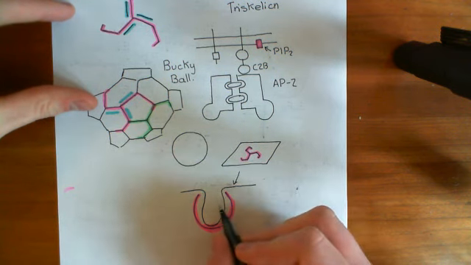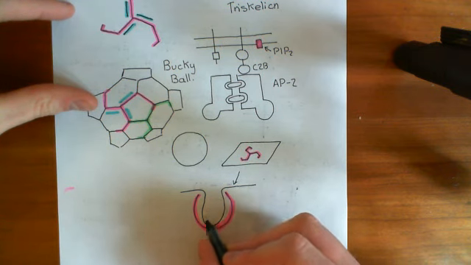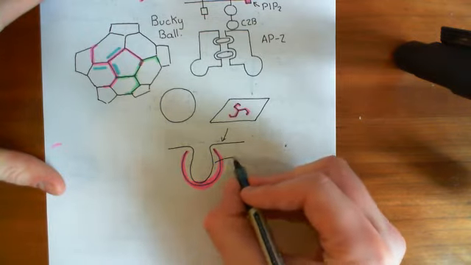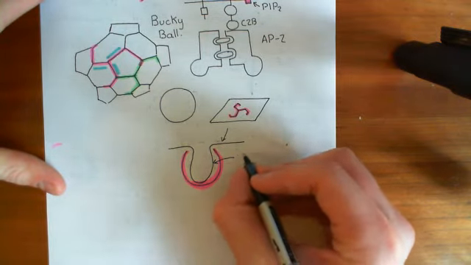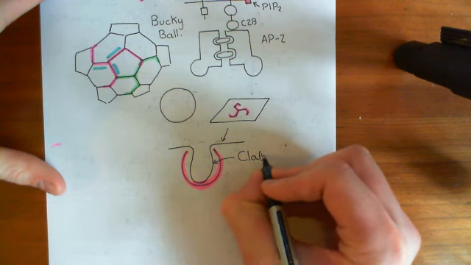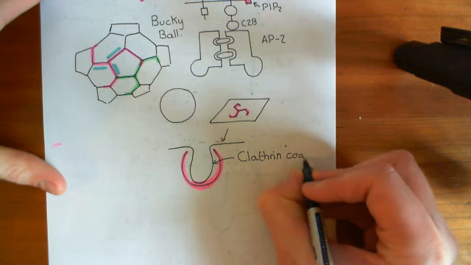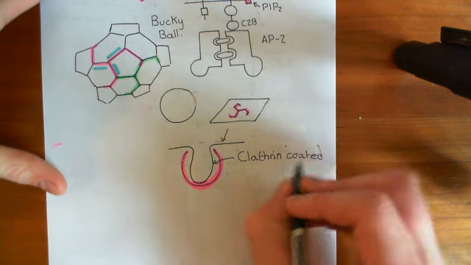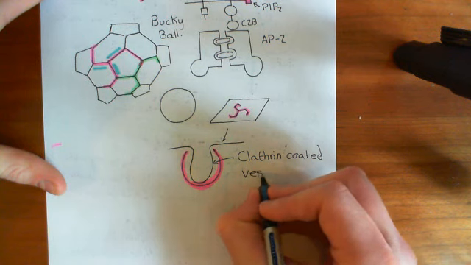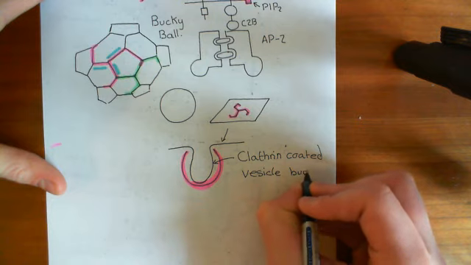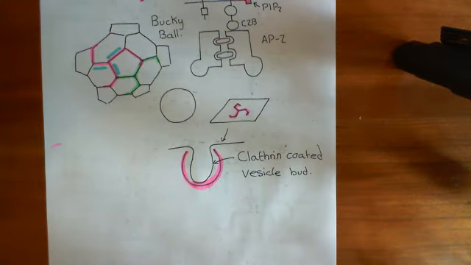So this is how you bud off a vesicle from the plasma membrane. This now is known as a Clathrin-coated vesicle bud. It's coated in Clathrin, so Clathrin-coated, and it's budded off the plasma membrane, so we call it a vesicle bud. So, Clathrin-coated vesicle bud. Now, at the moment, these Clathrin-coated vesicle buds will form without any sort of signal from the cell.